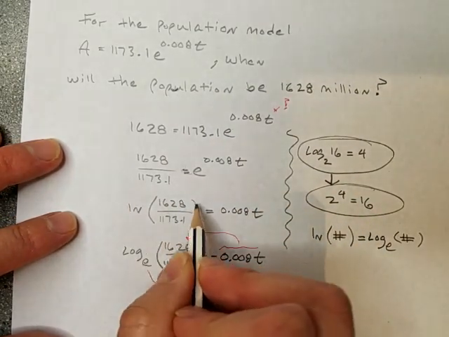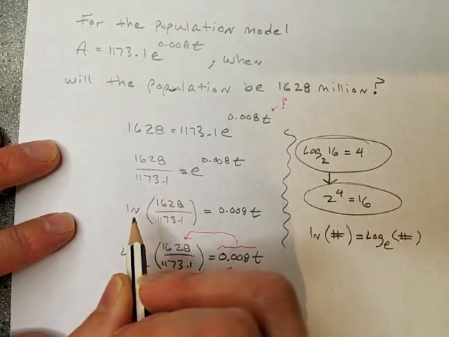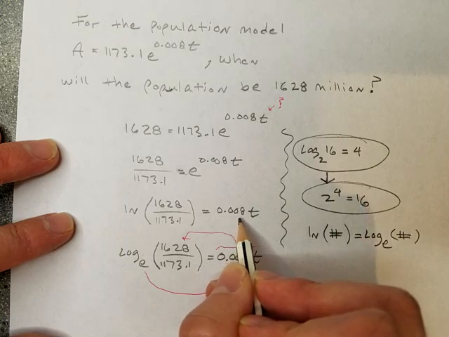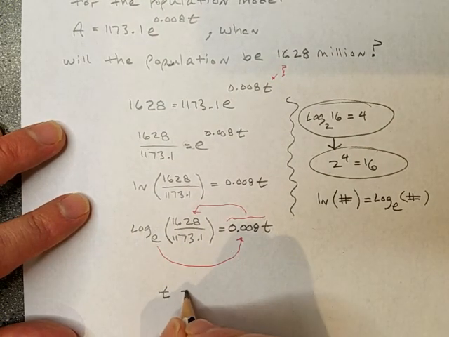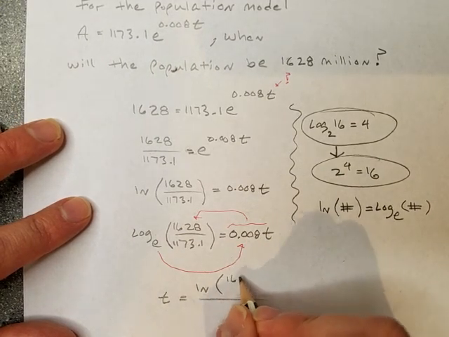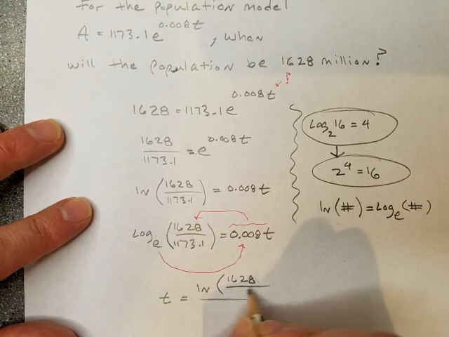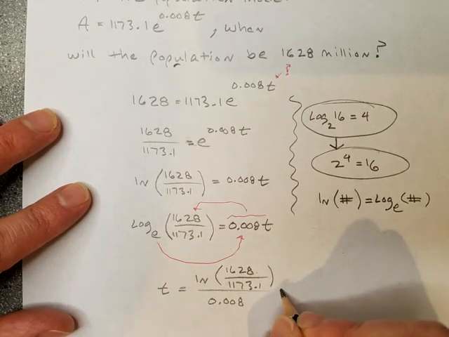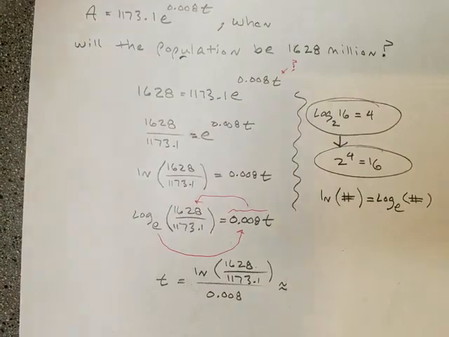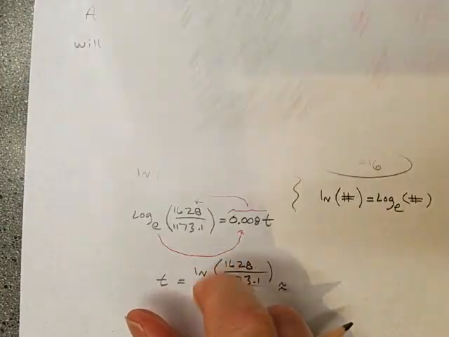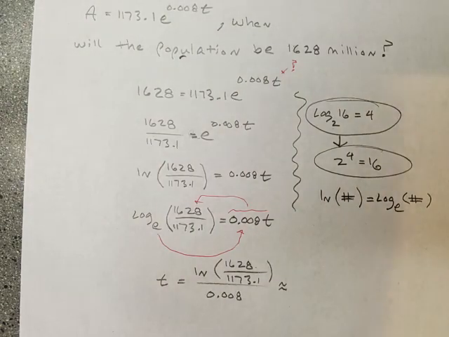That's just a calculation that a calculator can do. To solve for t, I have to divide by 0.008. So my answer will be that the time in question is natural log of 1628 over 1173.1, all over 0.008. And I'm expecting that to be about 41 when I solve for t, roughly 41. So let's see what we get.